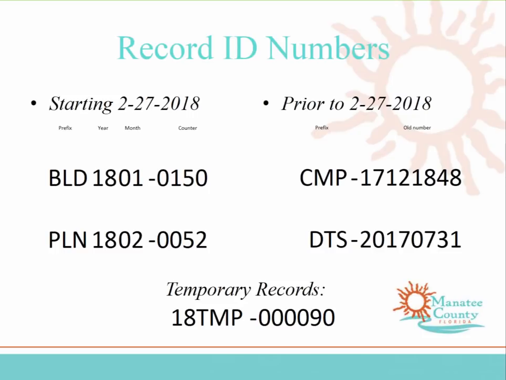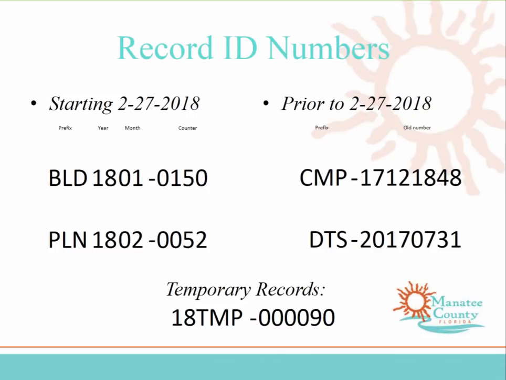Starting February 27th, any permit that you submit will be given a record number: BLD, then the year and the month, with the dash, and then a counter, which starts over each month. The dash is very important when you're trying to search for a number, so do not leave it out, and there are no spaces. Everything is all together. If you are submitting a planning application or a zoning application, then it will start with the PLN.